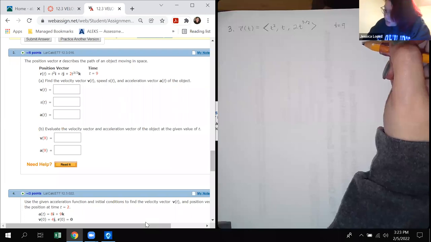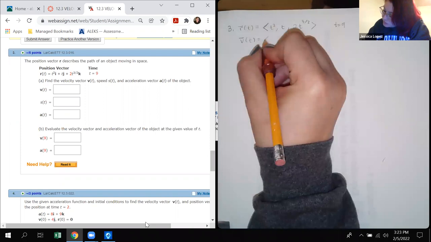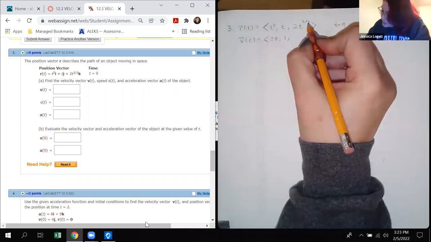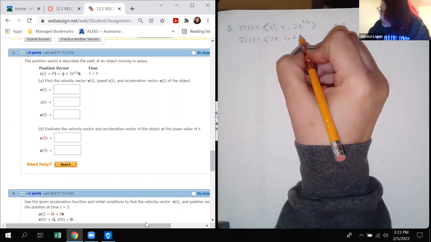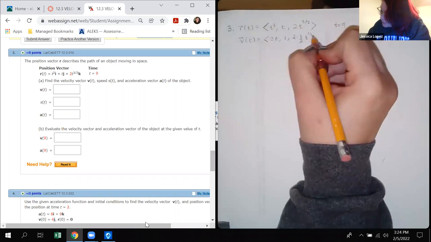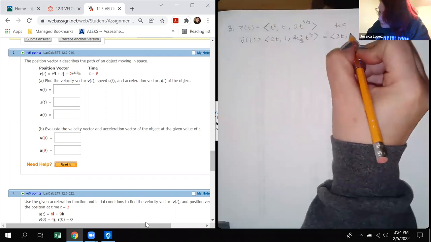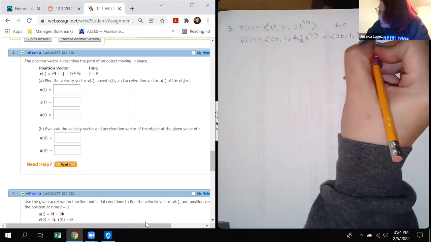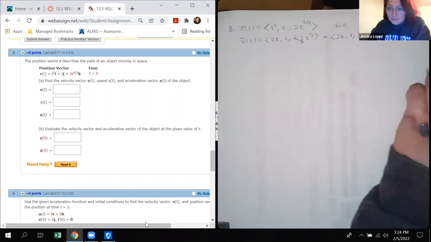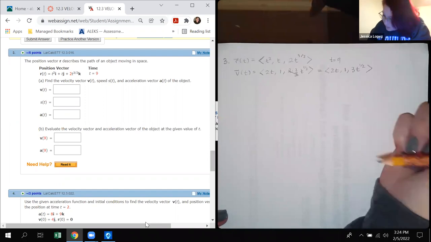Oh, let's find V. That's going to be 2t, 1. And when this comes down, it's going to be 2 times 3/2 t. When I subtract 1, I get 1/2. Those go away. So it's just 2t, 1, and 3t to the 1/2, or square root of t. There we go.